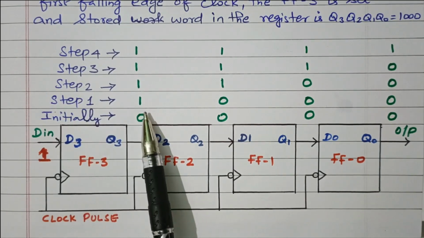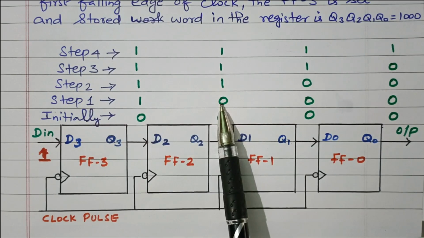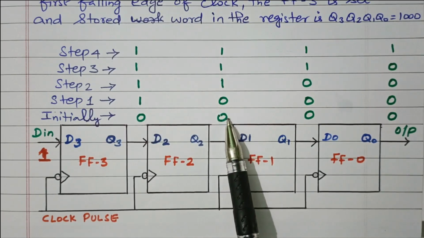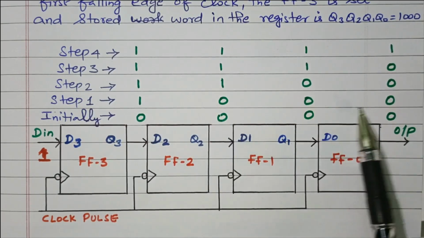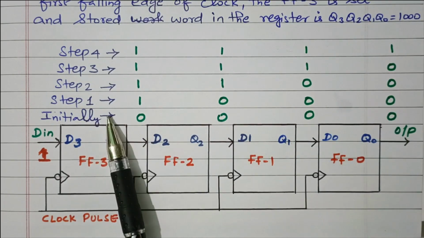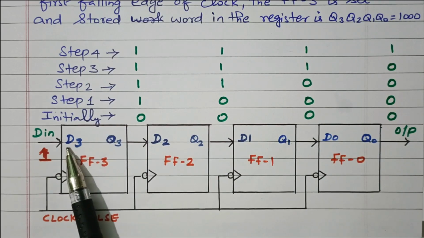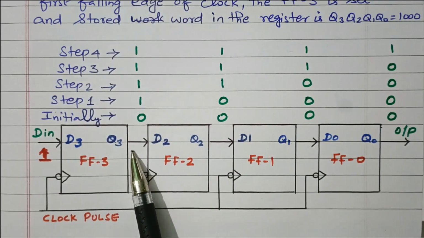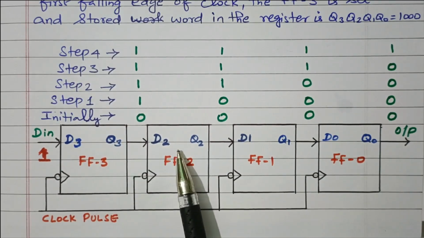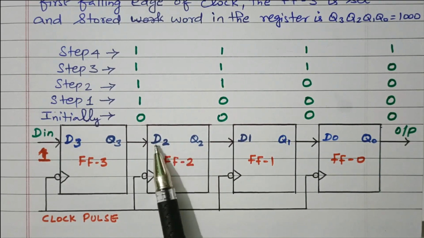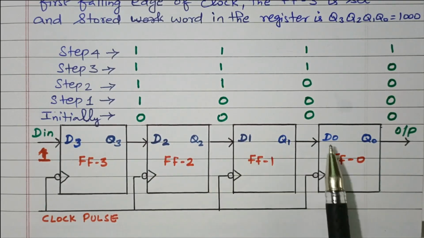Initially it is 1. This 0 will be applied to the next flip-flop. This 0 applied to the next flip-flop. This 0 applied to the next flip-flop. The data will move. Initially all are 0. When 1 is applied, the 1 will appear in the Q3. The already available data 0 is moved to Q2 like that.